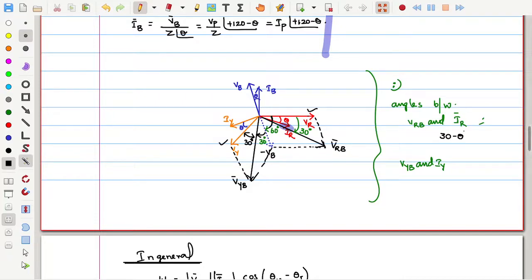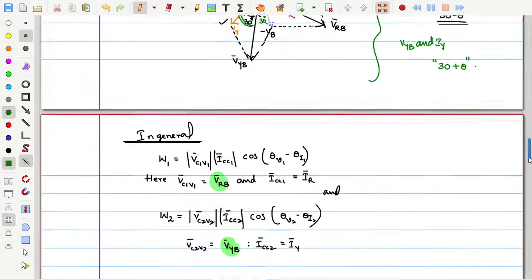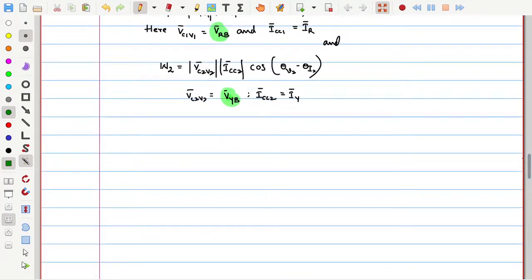Many people will miss this. So one is 30 minus theta. What about the YB and IY angle? IY is here, VYB is here. So the angle between these two is the second angle. How much? 30 plus theta. Once you understand these points, what the voltages are and what the angles are between the corresponding voltages, which voltages? Voltage coil voltages and current coil currents. Then almost the two wattmeter method concept is covered.